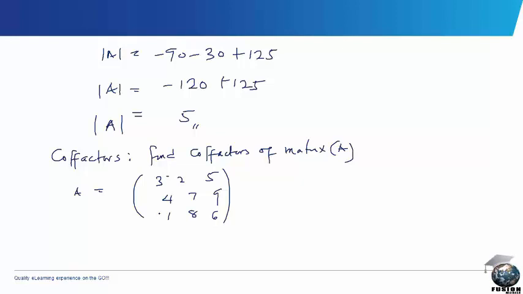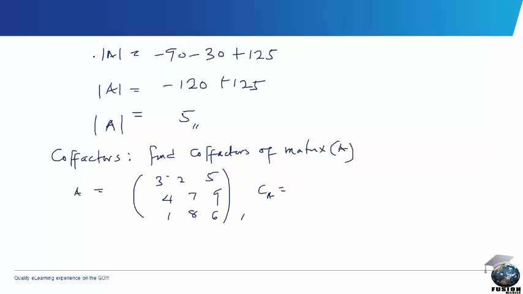Alright, to obtain the cofactors of A, cofactors are written in short form as C of A. C of A will be equal to, look at the way we go. I think this would have been better on the next slide, so let me use a full slide for this. A is equal to 3, 2, 5; 4, 7, 9; 1, 8, 6.